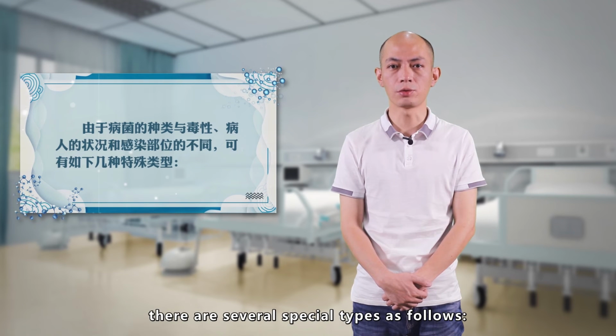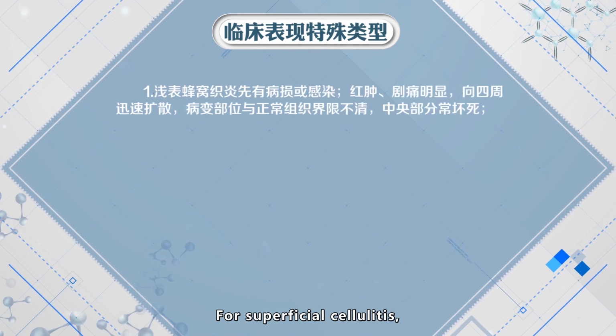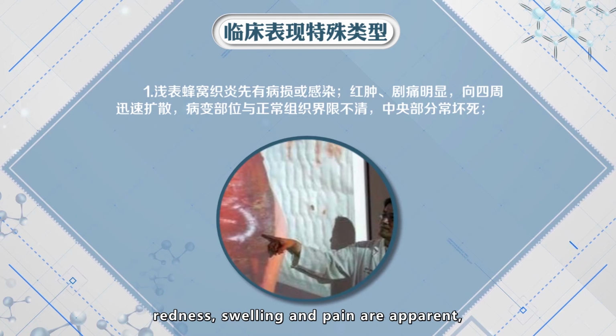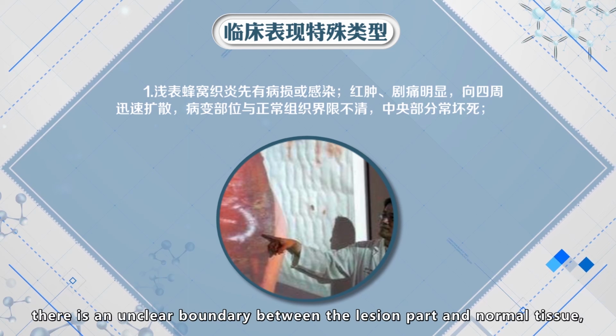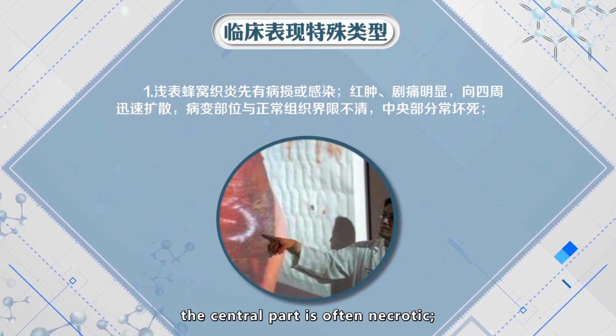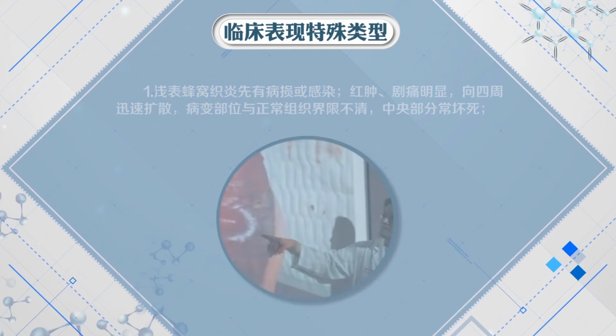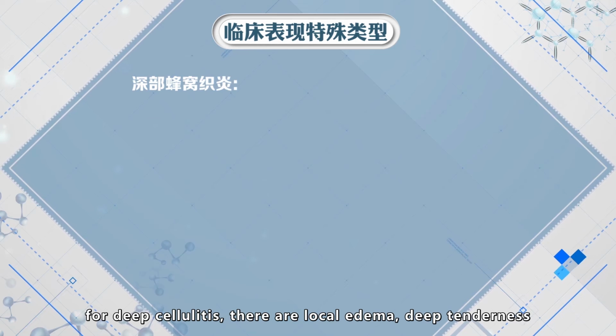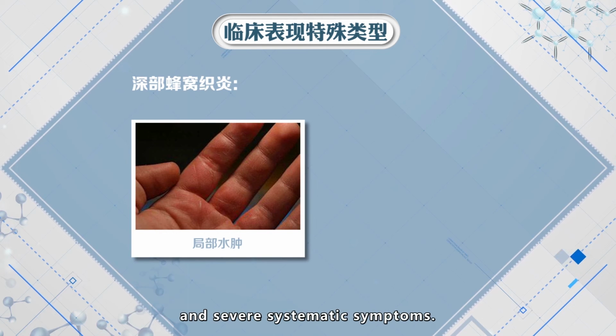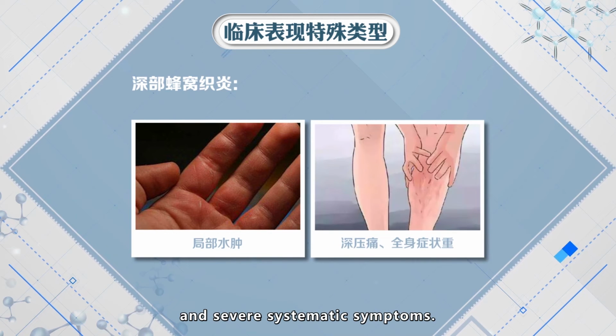There are several special types as follows. For superficial cellulitis, lesions or infection appear first. Redness, swelling, and pain are apparent. It spreads quickly to the periphery. There is an unclear boundary between the lesion part and normal tissue. The central part is often necrotic. For deep cellulitis, there are local edema, deep tenderness, and severe systemic symptoms.